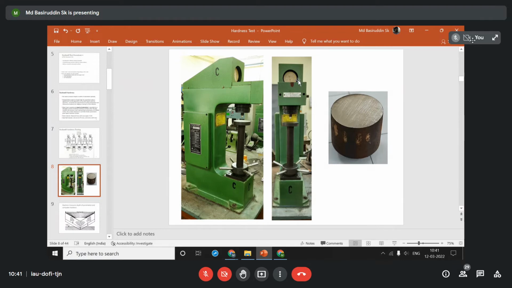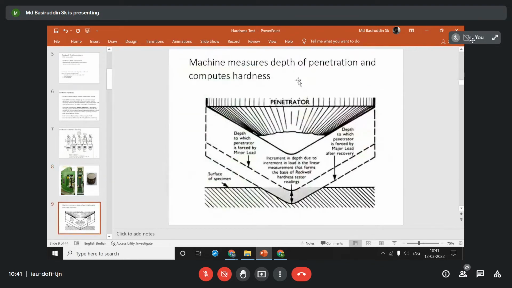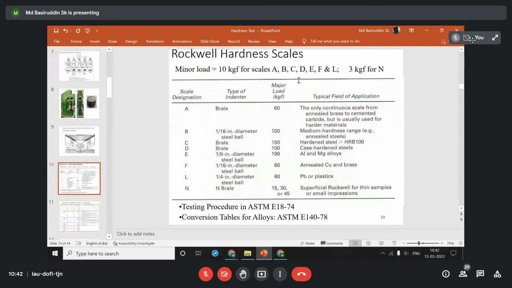Ultimately, when you find that your indicator has become fixed, you have to see the dial and measure the hardness number. So this is the correct procedure to measure hardness following the Rockwell B or Rockwell C testing process. If you have any confusion, please let me know.